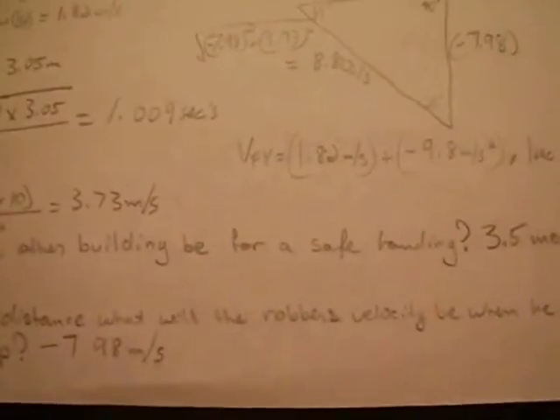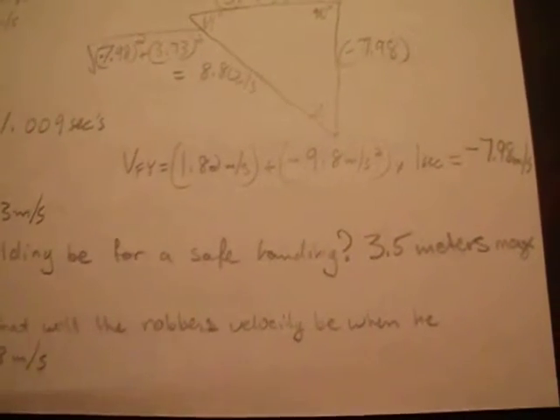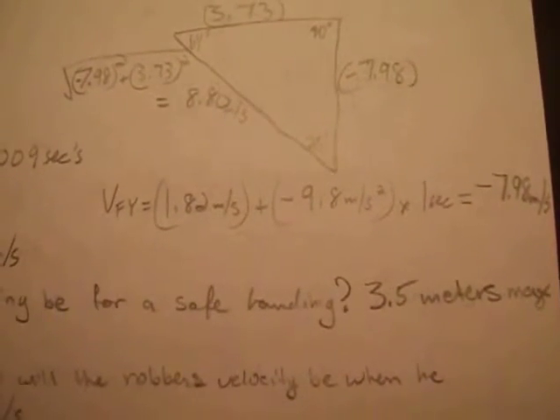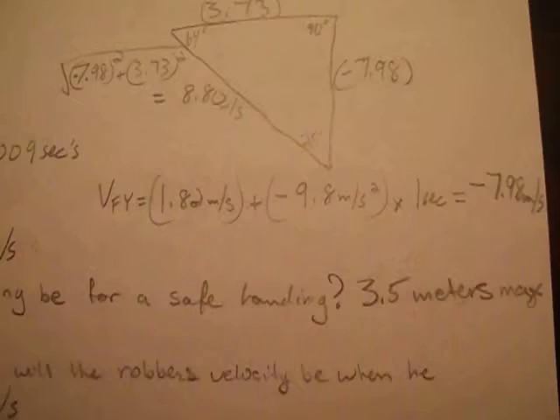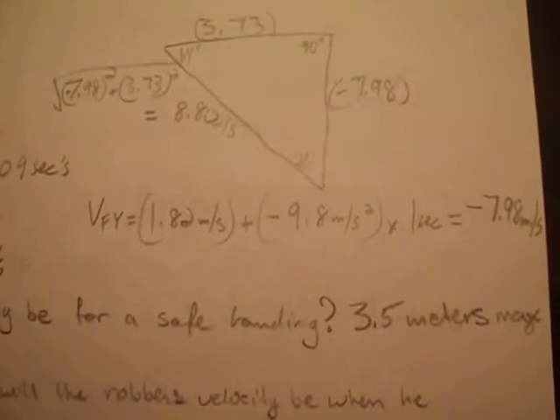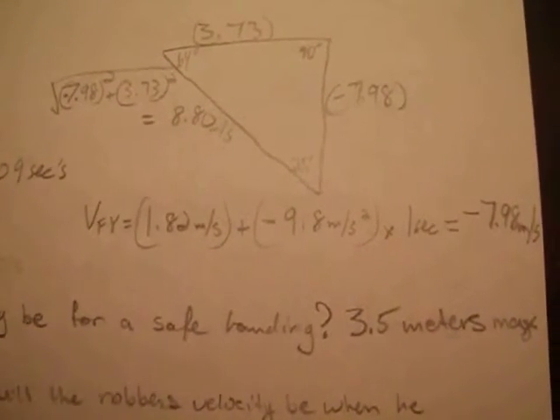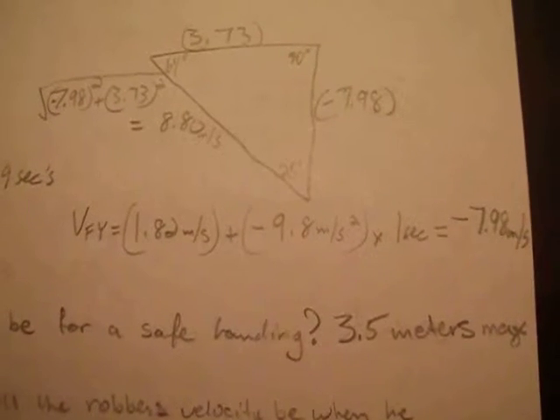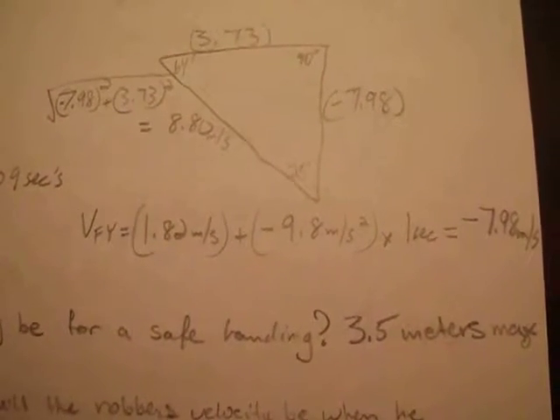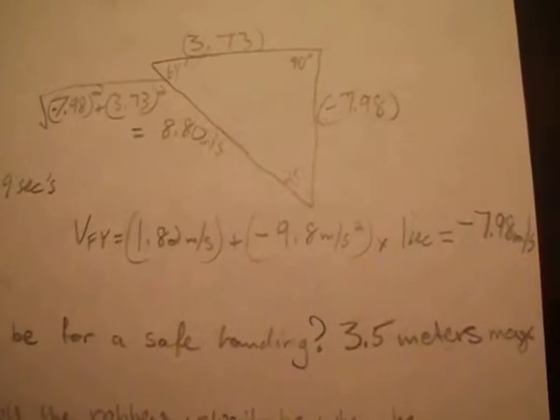One of the questions was, how far away can the other building be for a safe landing? I just took my overall distance in the X, which was 3.73 meters. So I rounded down to 3.5 meters away as the max safe distance the other building could be for a safe landing.